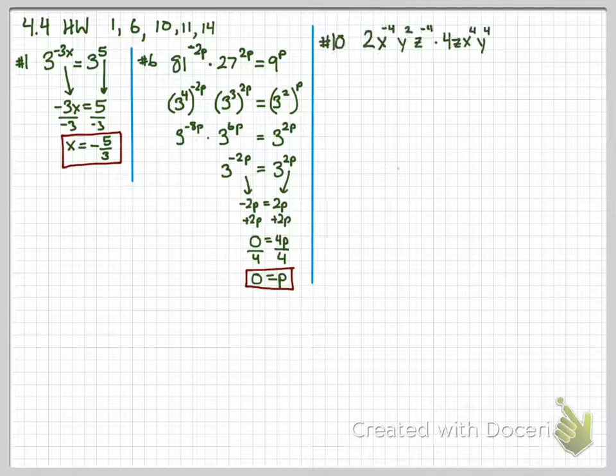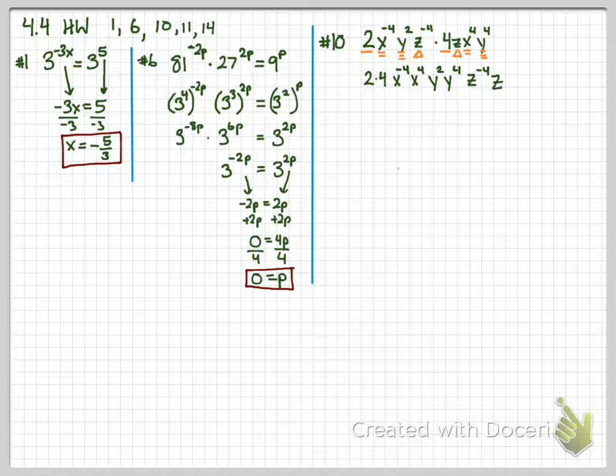Okay, next question, number 10. When we have just one big expression, no equal sign, no solving, just combining to simplify, I'm going to start underlining the pieces that are common or same bases, like the 2 and the 4 we can combine, the x's we can combine, the y's we combine, and the z's we combine. I put orange lines underneath to show me and you which ones are going to be combined together.